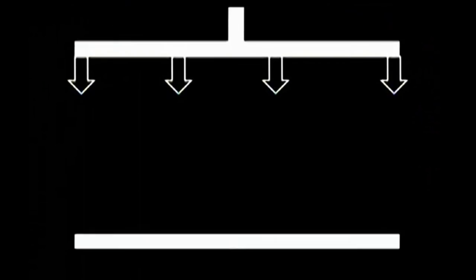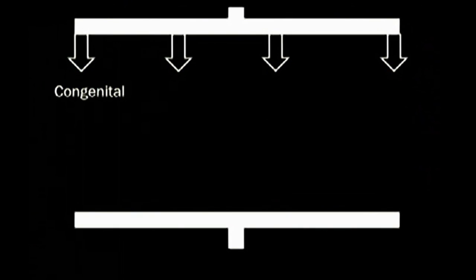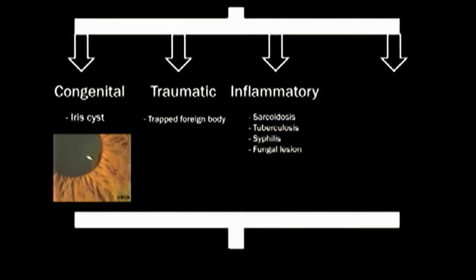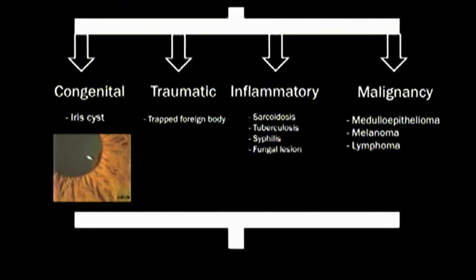Okay, so my differential diagnoses are mainly congenital, such as iris cysts, or traumatic, could be a trapped foreign body; inflammatory, could be sarcoidosis, tuberculosis, syphilis, or fungal lesion; and third is the malignancies, either medulloepithelioma, melanoma, or lymphoma.